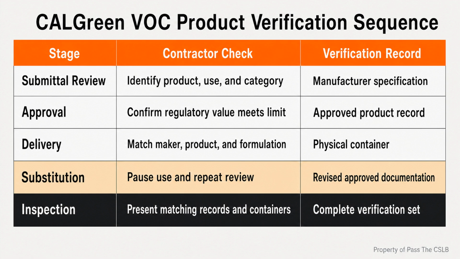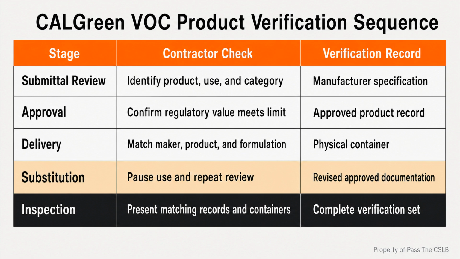The clipboard must match the can. The clipboard represents the approved product information. The can represents what the crew actually opened and applied. When those two records separate, the general building contractor loses control of a compliance decision that may not be visible after the finish dries. This is why volatile organic compound documentation is not clerical cleanup at the end. It is part of finished trade supervision.